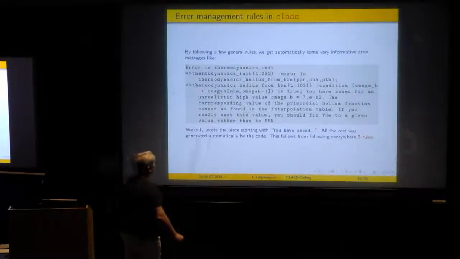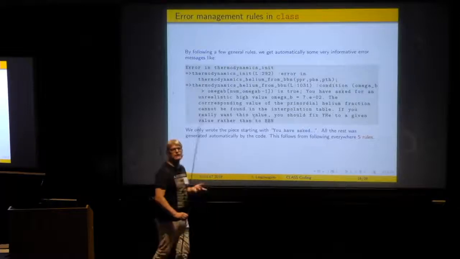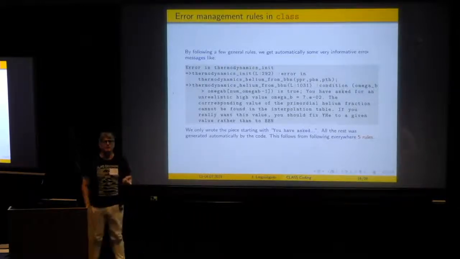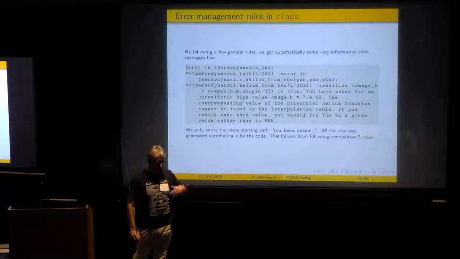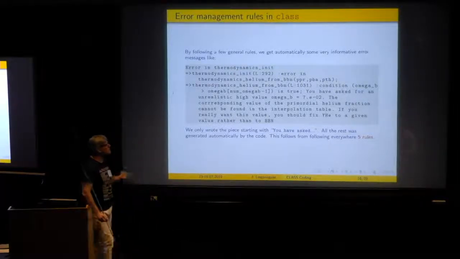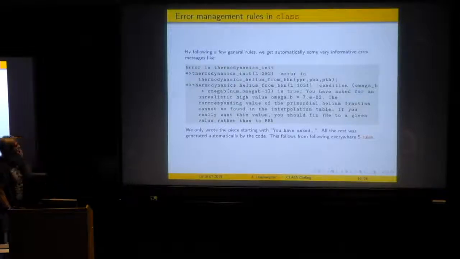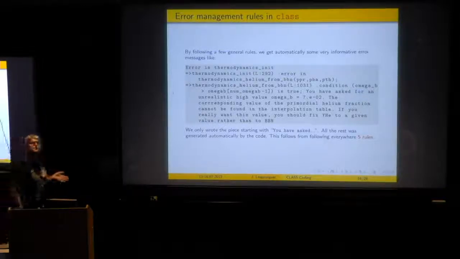By default, the code tries to figure out the helium fraction from this BBN interpolation table. We passed a crazy value of omega b. It doesn't belong to the interpolation table, so the code returns an error. So first, it's an error. It's not a crash.